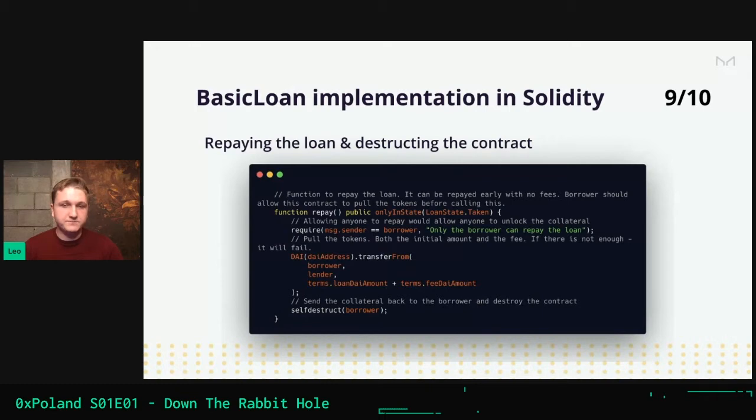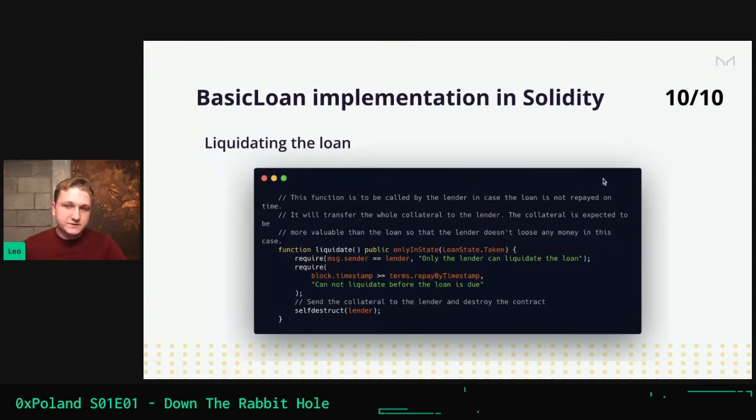than the loan amount. And when we check that, we send the DAI tokens from the borrower to the lender, including the fee. And again, this will fail if there are not sufficient DAI tokens. At the end, we call self-destruct on the borrower address, and self-destruct will release all the collateral. It will transfer all the Ether back to the borrower.